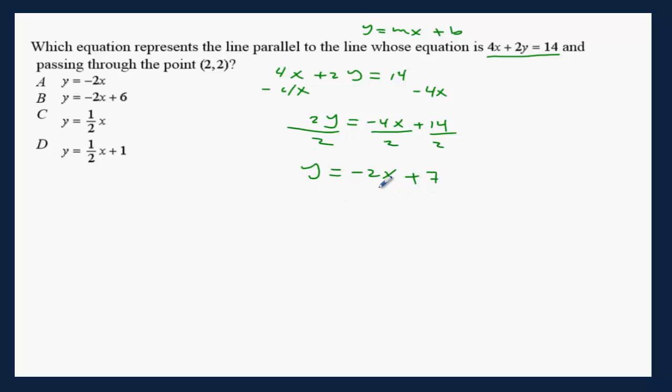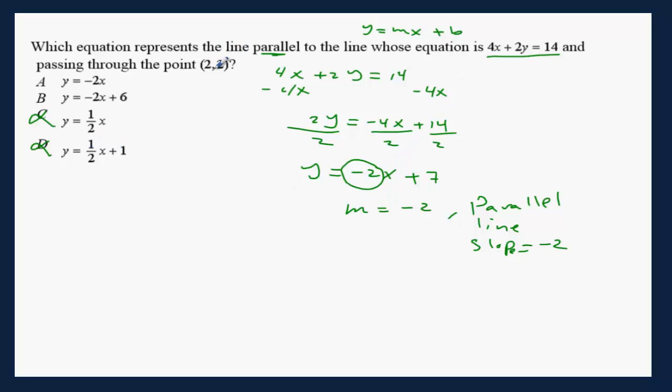This is the equation. Now we're going to reread the question one more time. Which equation represents the line parallel to the line whose equation is that? We know all parallel lines have the same slope. The slope of this equation is negative 2, and the parallel line's slope will equal the same thing, negative 2. Therefore, choice C and choice D are incorrect. They have 1/2 and negative 1/2. These are perpendicular lines, not parallel lines.